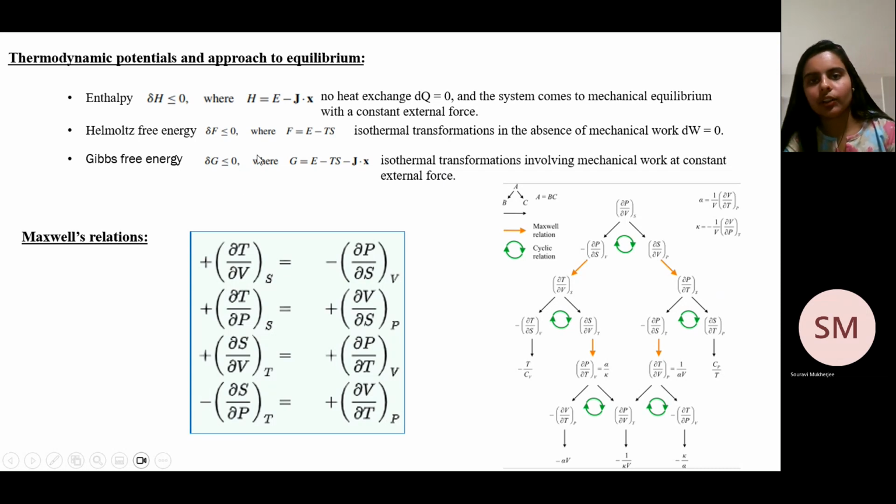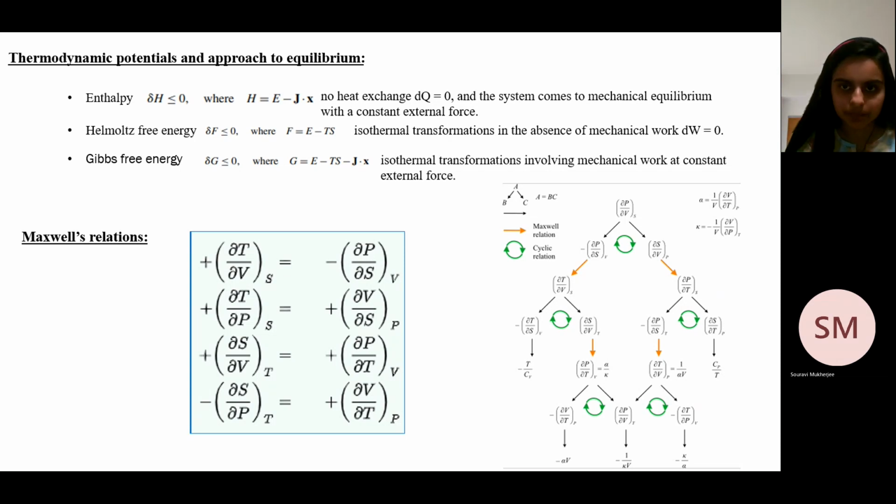So in this way, depending on what type of system you're talking about, you can define different thermodynamic potentials in terms of which you can explain the approach of the system towards equilibrium. And we saw that these are the four very fundamental Maxwell's relations. Why is Maxwell's relation important? It helps us to relate physically measurable quantities with quantities like entropy, which are not actually physically measurable.